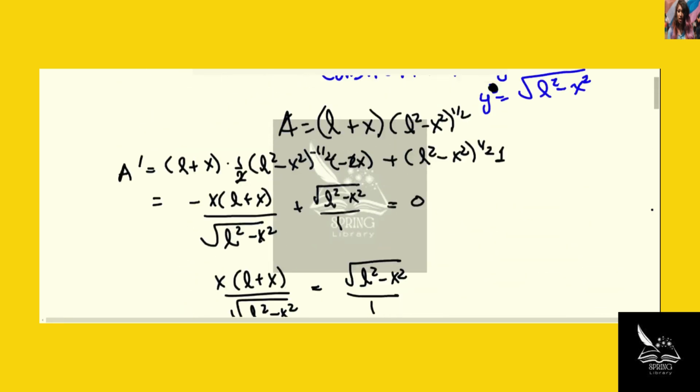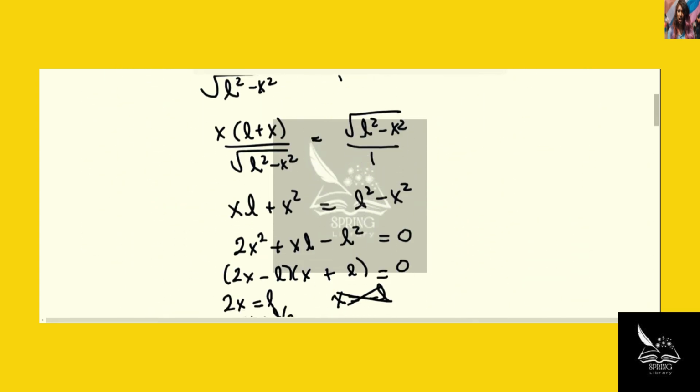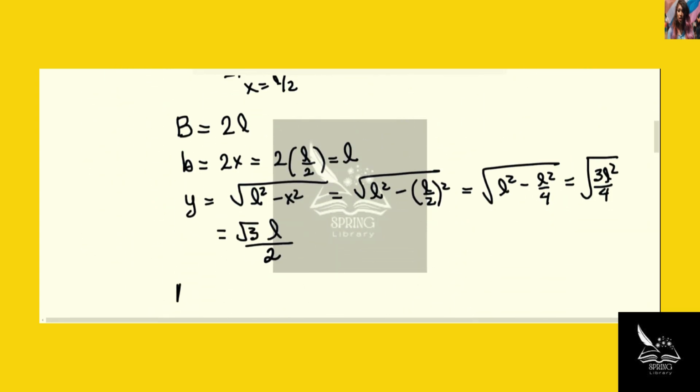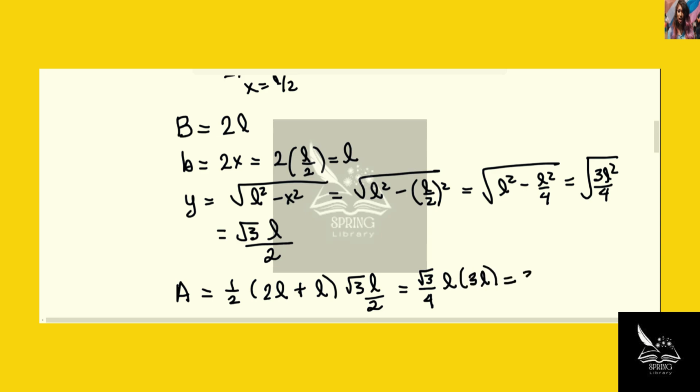Is that what it asked me for? Find the area. Oh, okay. So the area is 1/2 big B plus little b times h. So square root of 3 over 4 L times 3L. So 3 square roots of 3 over 4 L squared is the area.